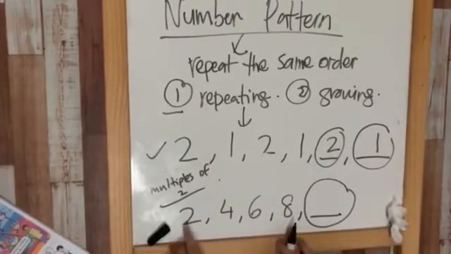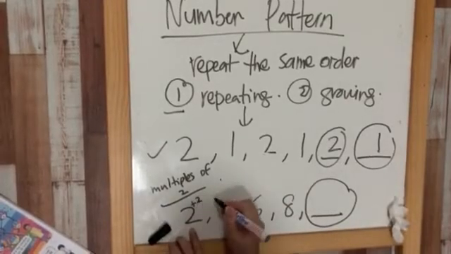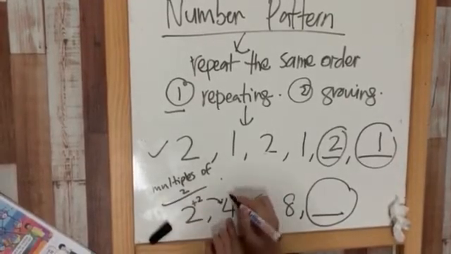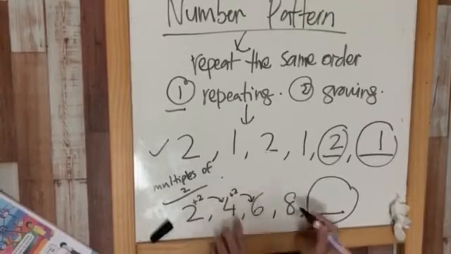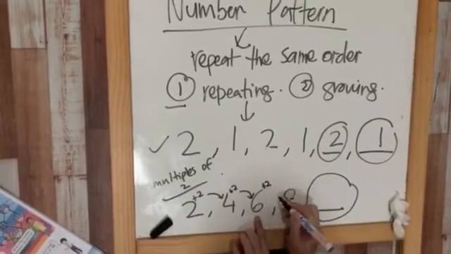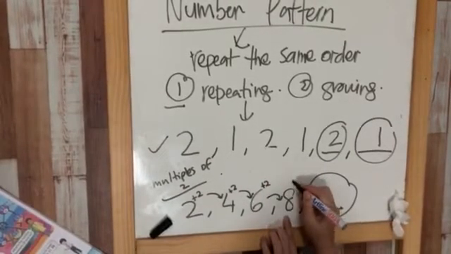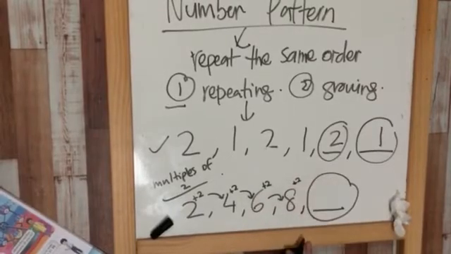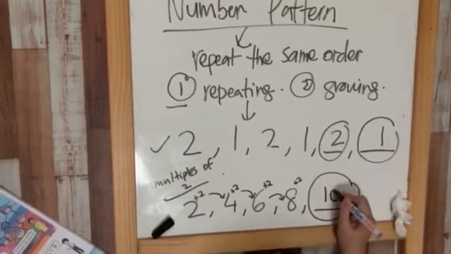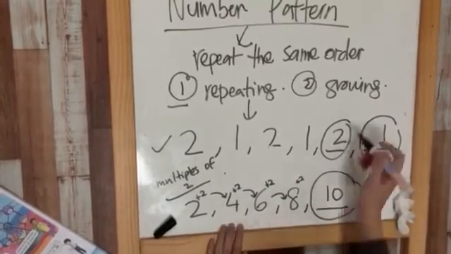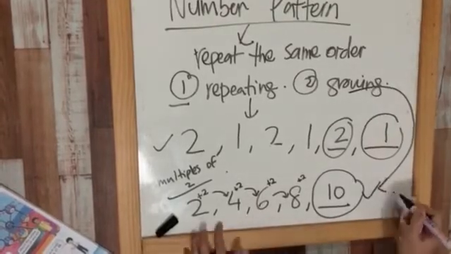Of course, 2 plus 2 becomes 4. 4 plus 2 becomes 6. 6 plus 2 becomes 8. 8 plus 2 becomes 10. So this is what we call a growing pattern.